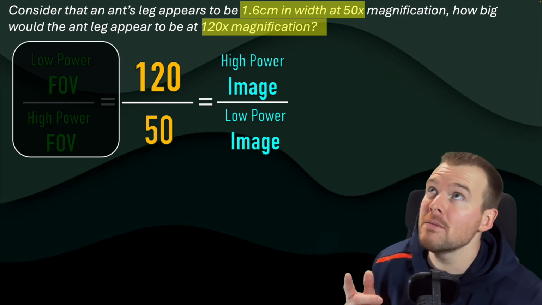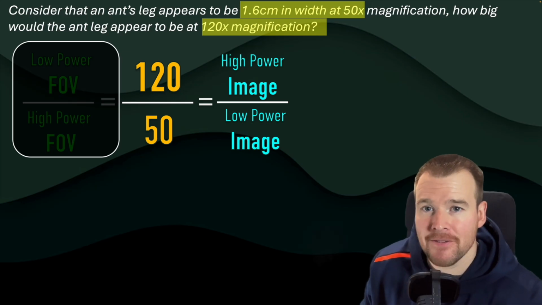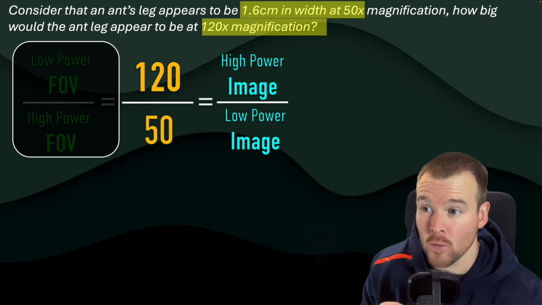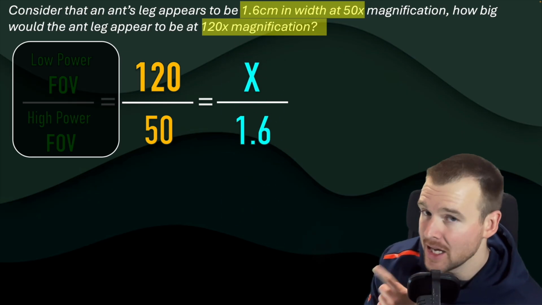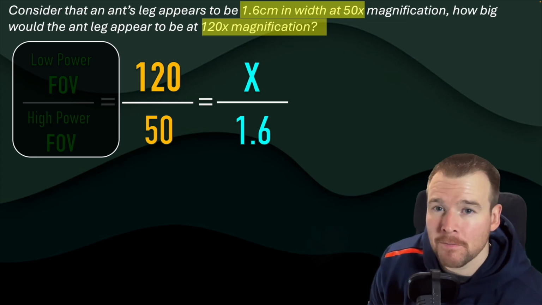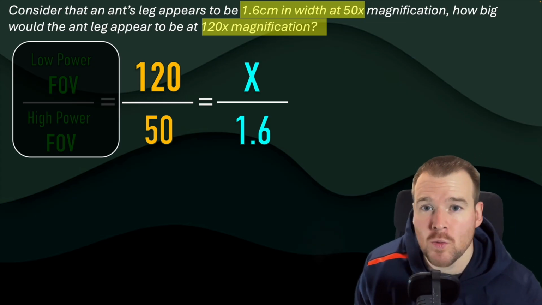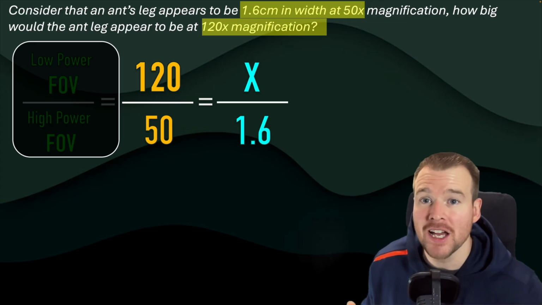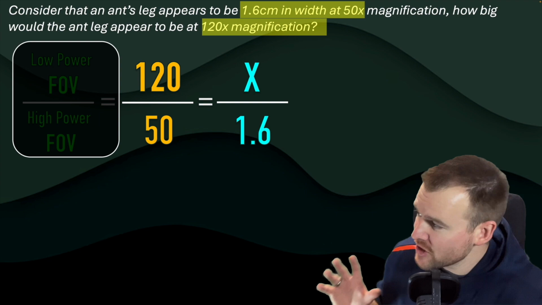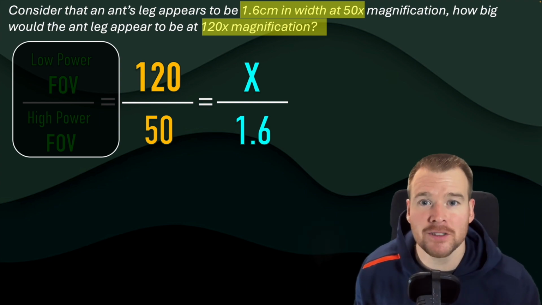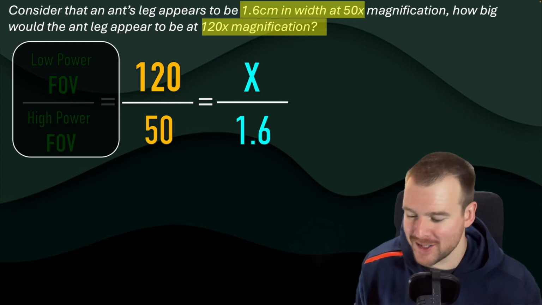Next, it told me 1.6 centimeters at 50 times. So that's at low power magnification. Where I see low power image, let's put in the 1.6. The high powered image, that's what I'm being asked about. How big does it look at 120 times magnification? And if you can get to this step, you're in really good shape because you've done the hardest part, sorting through the information and putting it into the equation. The last part is just cross multiply and divide. It's a little bit mathy, but hopefully it's not too bad.